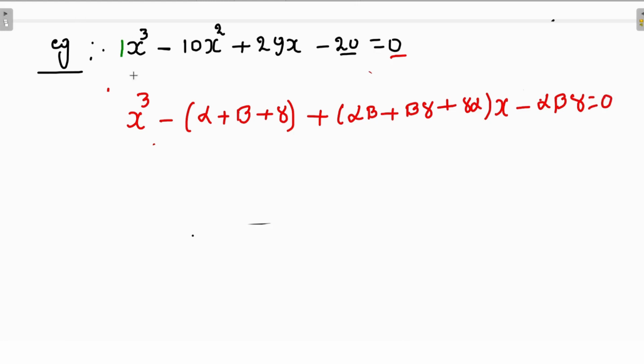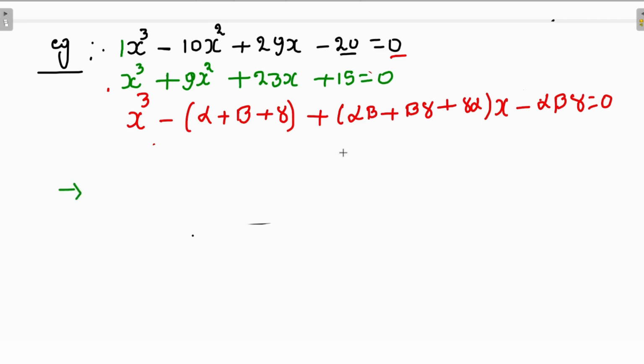Suppose the question is like this; let's take one more example for better understanding. Suppose the question is x cube plus 9x square plus 23x plus 15. I will explain this question with the previous method first.